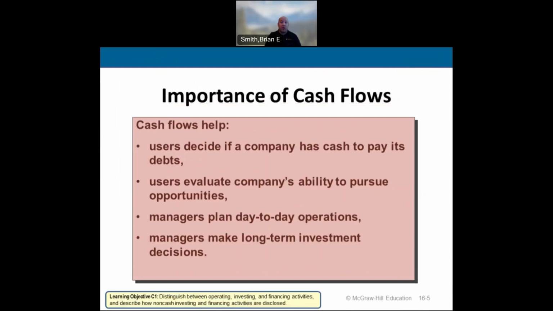It's important because cash is basically what makes a company run. If a company doesn't have the cash or the assets needed to be used for the company, it's going to have a shortfall and not be able to pay its debts. It's going to have a lot of problems. It's going to go under. It's got to have the ability to pay its debts.